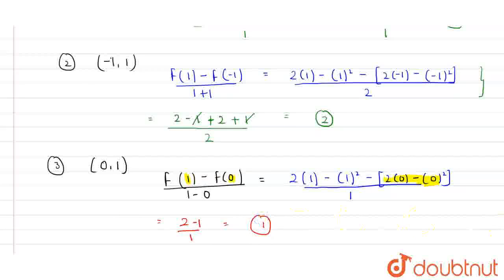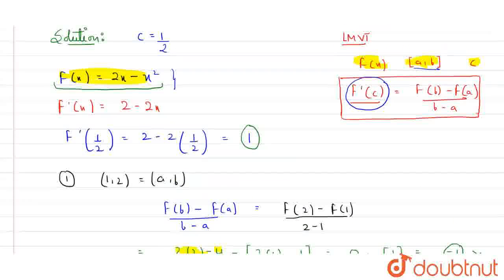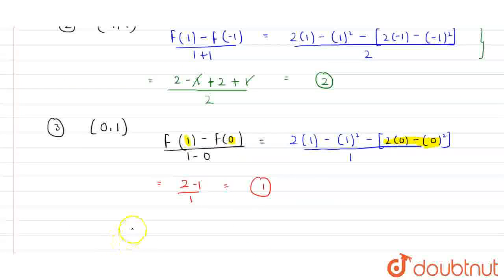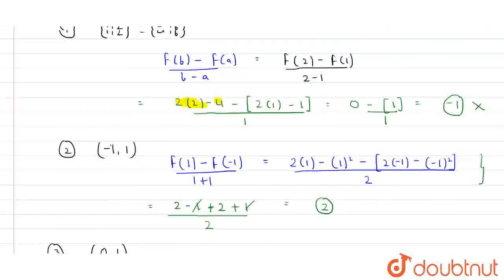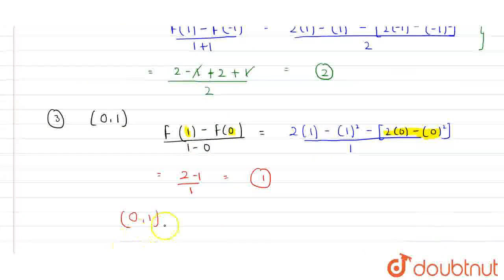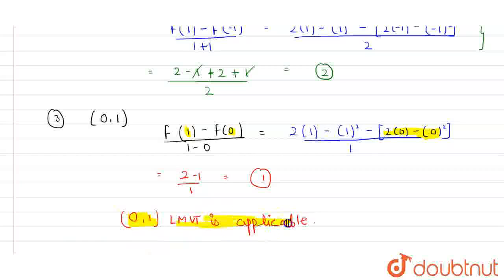My RHS is 1, and my value of f dash c, that was f dash 1 by 2, was also 1. So for option 3, that is 0 comma 1, I can conclude LMVT is applicable. For 0 comma 1, LMVT is applicable.